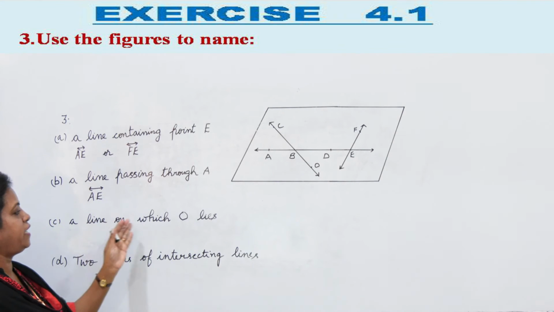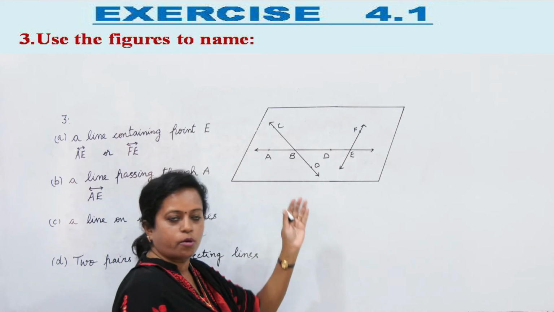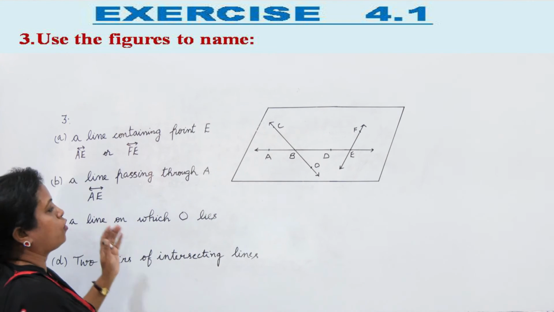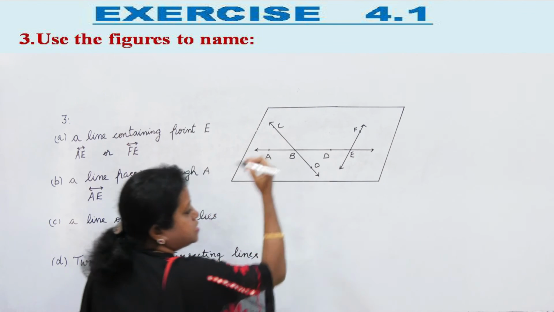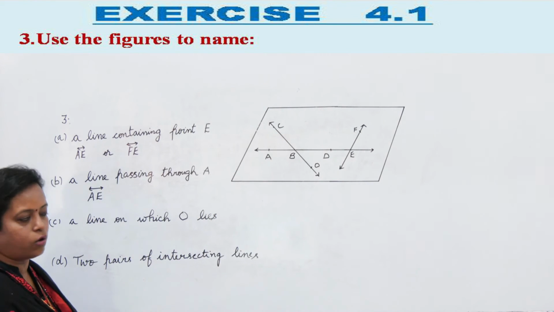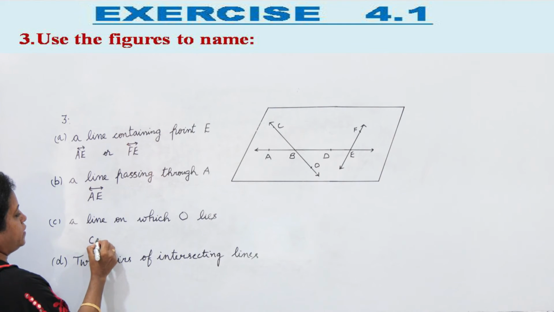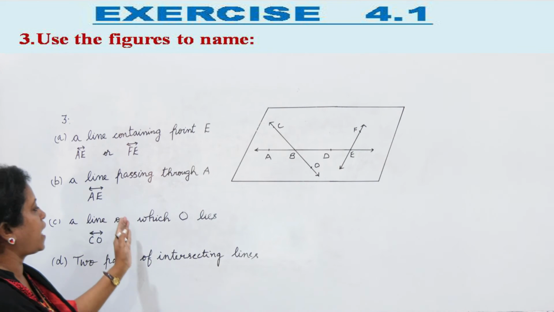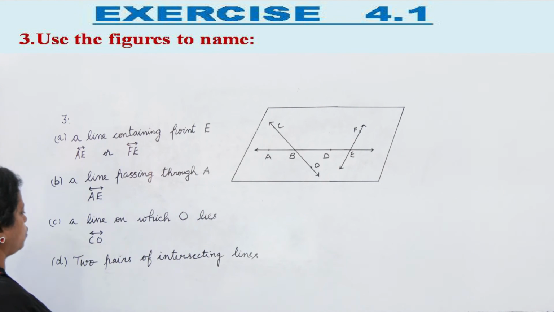C part is a line on which O lies. Now see into the figure, where is your point O? This is your point O. You have to name a line on which O lies. What is the name of the line? Name of the line is CO, or it can also be written as OC. Both are the same. Either you write it as CO or OC, it is the same. So the line CO has O. The point O lies on the line CO.